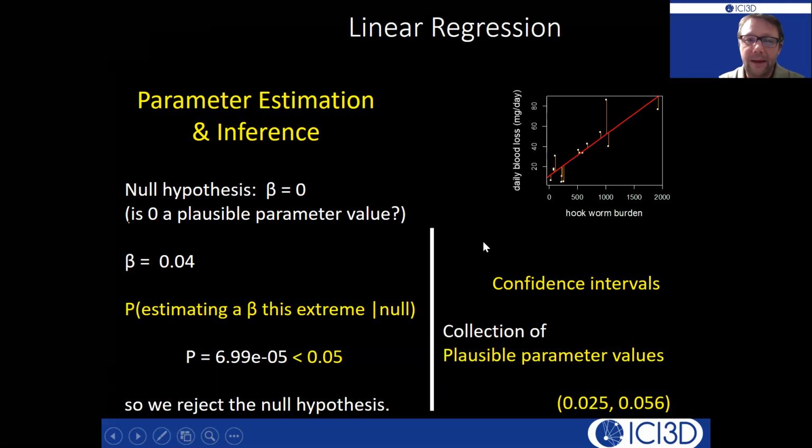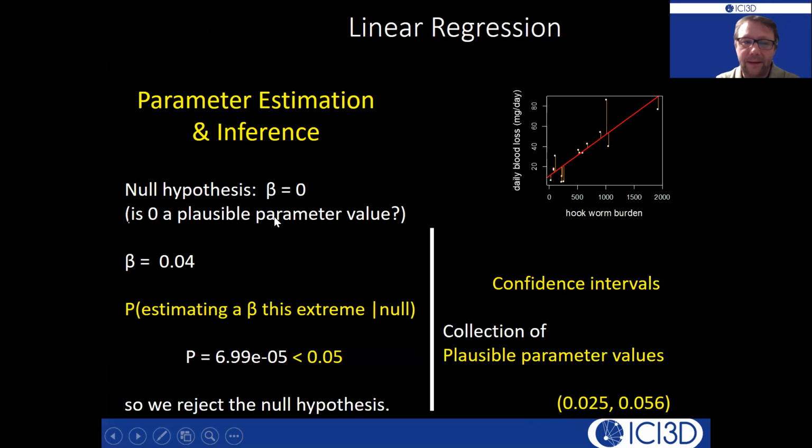Another way to do it is to propose candidate values for the parameter and do a hypothesis test. What you're really asking when you do this test is, is this quantity a plausible value? If it is, it belongs in the confidence interval. So you could continually test lots and lots of values and get a range of plausible values. Here we can see 0 is not a plausible value. We rejected that null hypothesis. That's why it's not in our confidence interval.